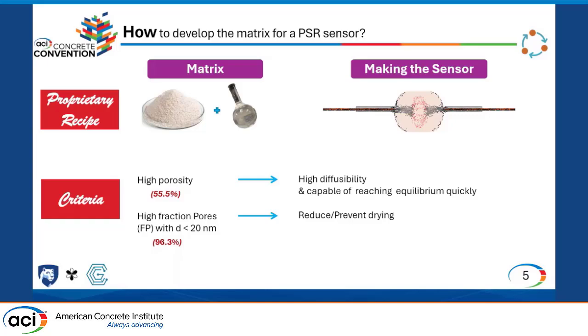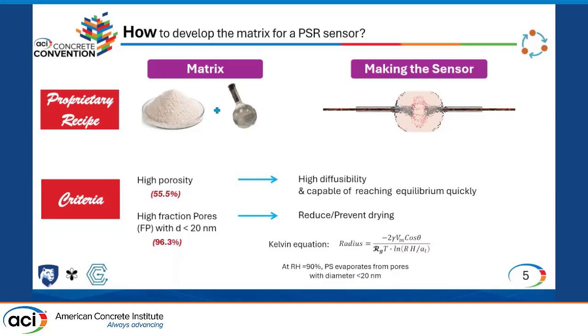And the second condition is to have small pore sizes. The smaller the pore sizes, the less the drying, and we want to reach a phase where the sensor does not dry at all. In order to do so, we relied on the Kelvin equation.